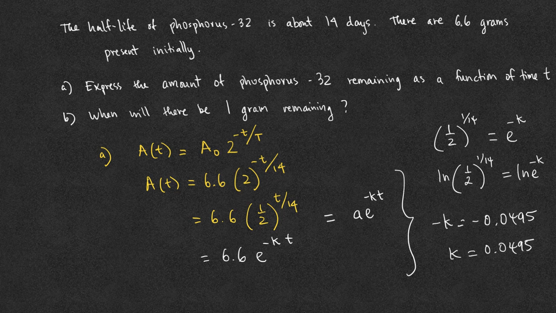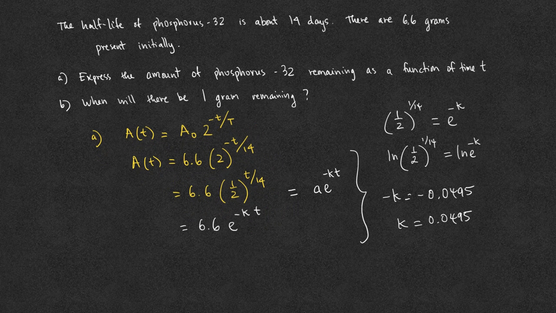So k is 0.0495. And so in the natural exponential form, this is 6.6 e to the negative 0.0495 t, with t still in the exponent. Both formulas give us the same result. The formula with 2 to the negative t over 14, or 1/2 to the t over 14, is more accurate because we actually rounded k.